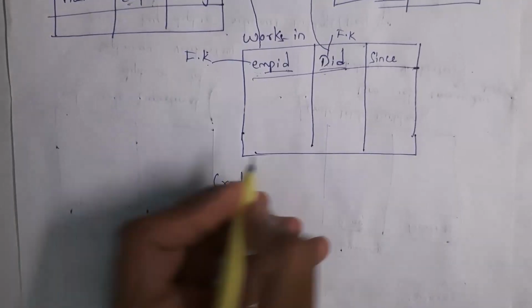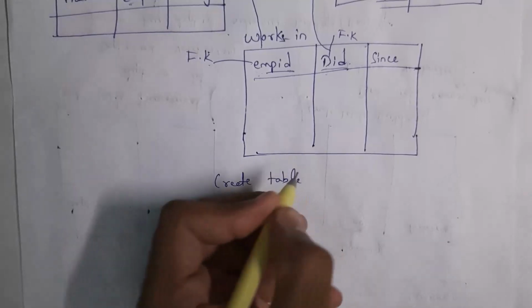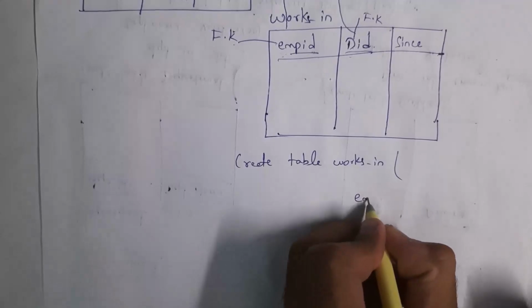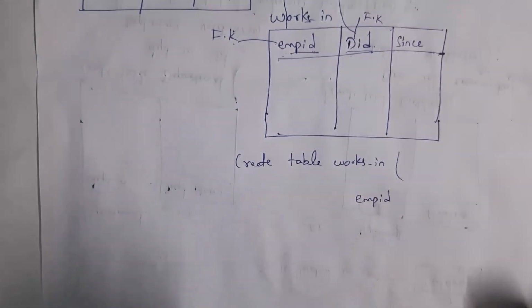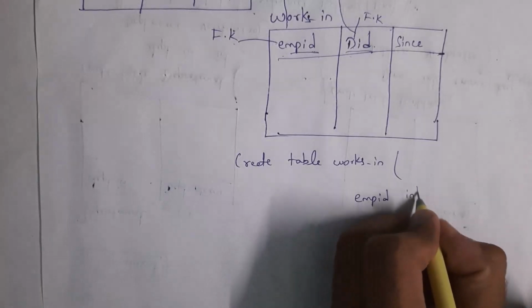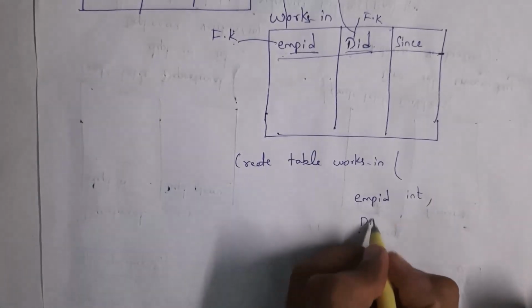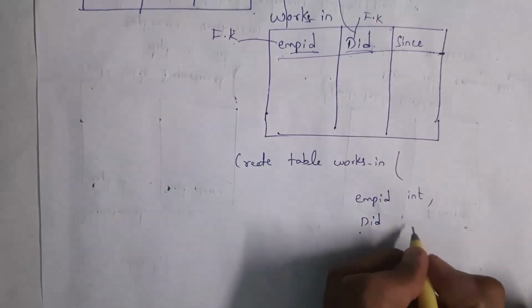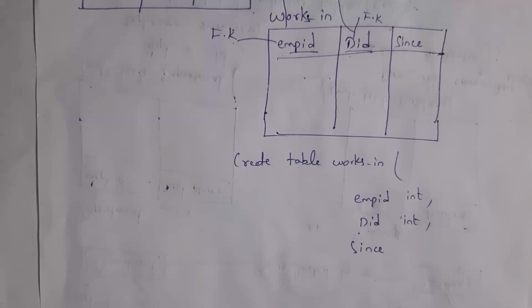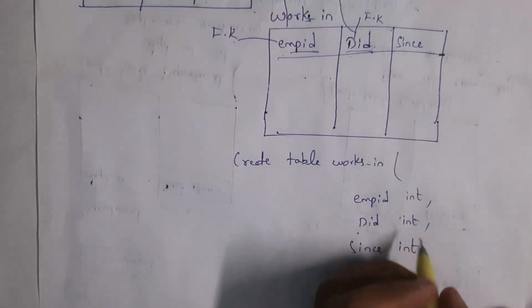Now I will write code in order to create this relationship set table. So write here create table and the table name, that is works in, open bracket. First column is employee ID, so write here employee ID. I want to give employee IDs like 1, 2, 3, and so on, so I will give the data type, that is int, comma. Next column is DID. Again I want to enter numbers, so I will give the data type, that is int. And next one is since. Employee is working since 2000, 2001, and so on. So again I want to enter numbers here, so again I will give the data type, that is int, comma.